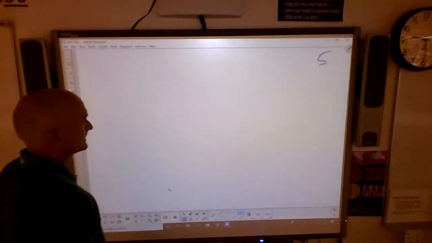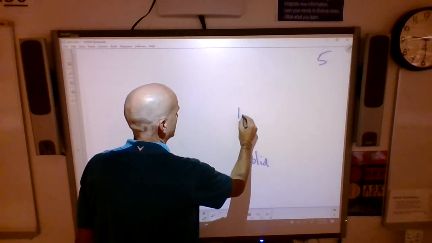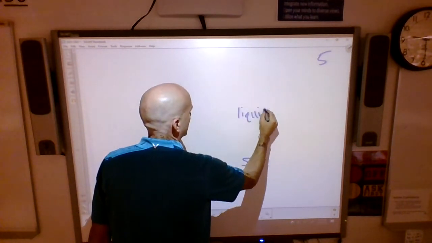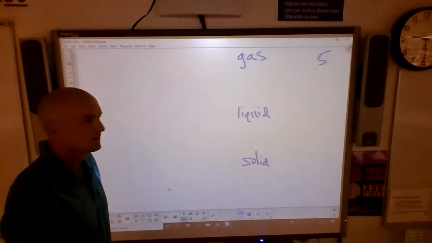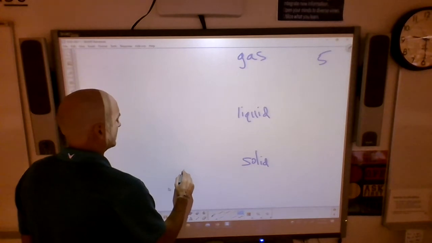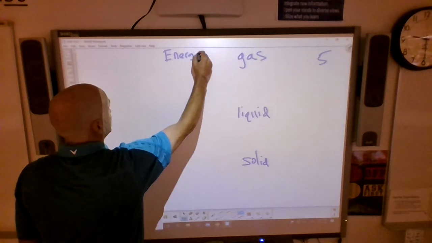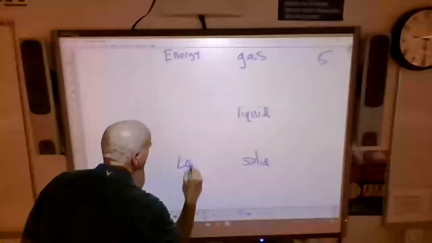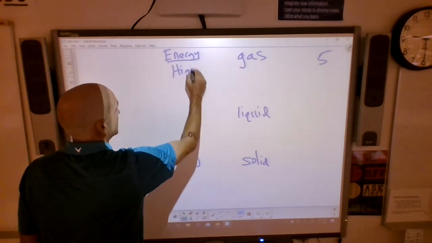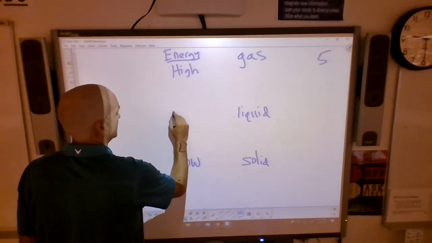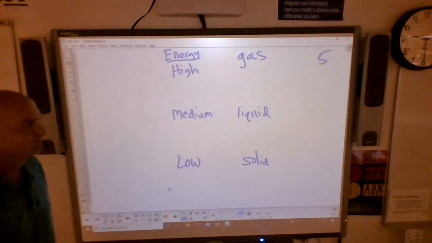All right, so solid, liquid, gas. All right, there we go. Energy, think about energy. Solid is a low energy state. Gas is a high energy state. And think about the particles in liquid, that's medium.